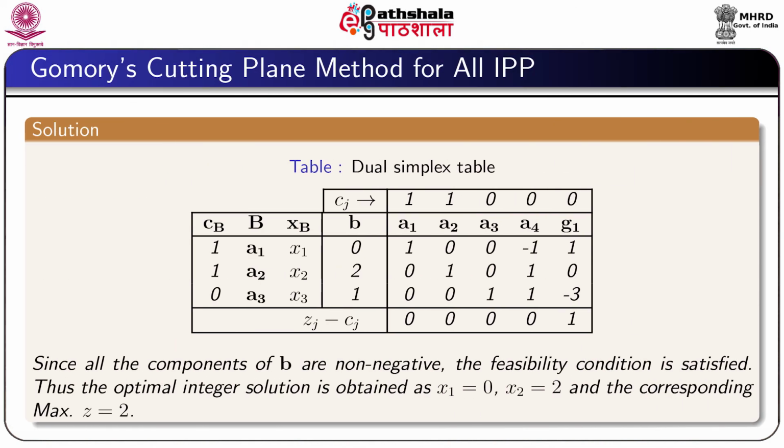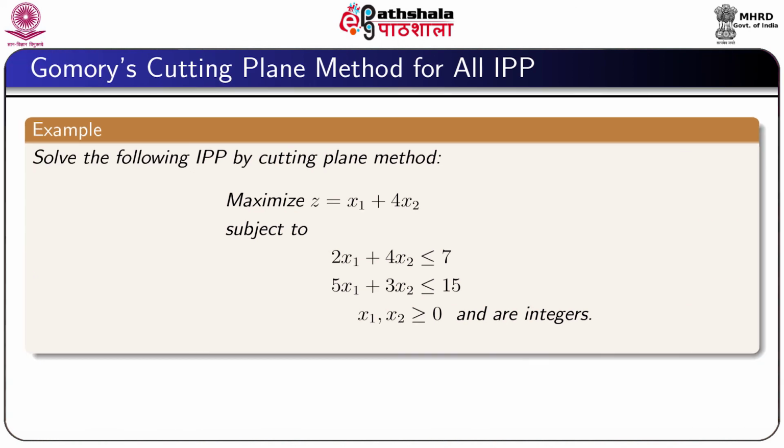Now, we proceed as usual, and finally, we see that the components of the vector B are all positive. This means that the feasibility condition is satisfied, and hence the optimal integer solution is x1 equal to 0 and x2 equal to 2, and the corresponding max value is equal to 2. Now, we proceed to take another example.